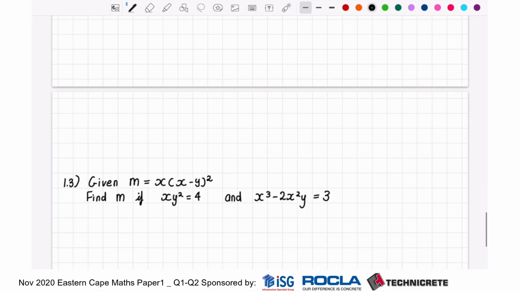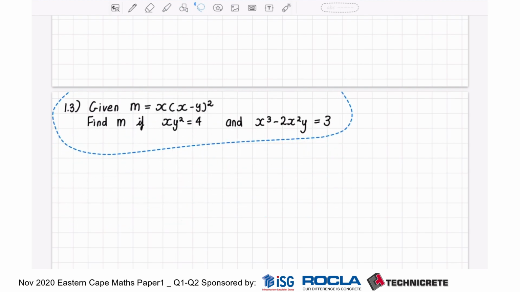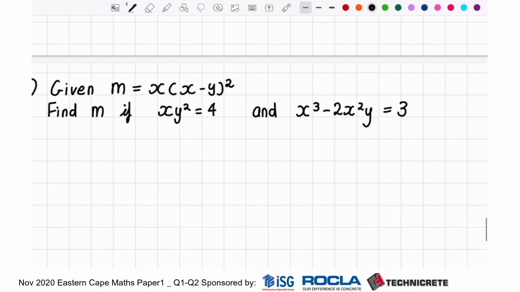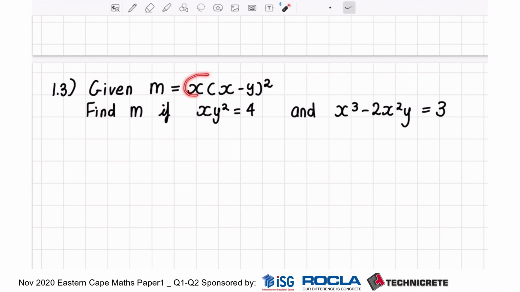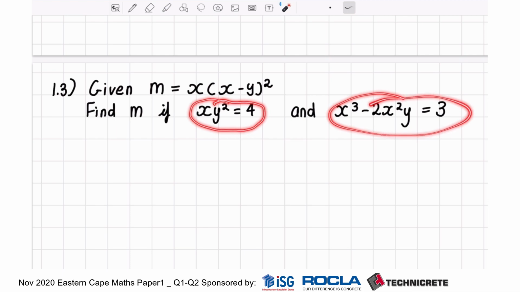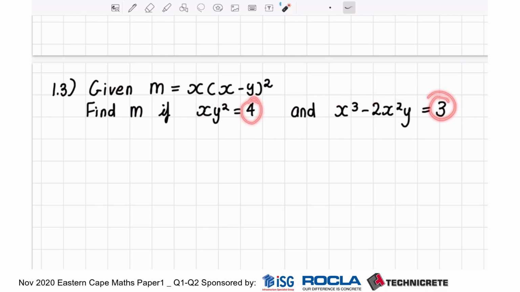Okay, and then for the final part of number 1, I've got 1.3. And I'm given this expression for m is equal to x times (x minus y) squared. And it says find m if x squared minus xy squared is equal to 4 and x cubed minus 2x squared y is equal to 3. So it looks like I'm going to have to first distribute the squared, and then distribute the x, and then I'm probably going to have terms in my answer that look like this and that look like this, and then I can use substitution to sub in 4 and 3.